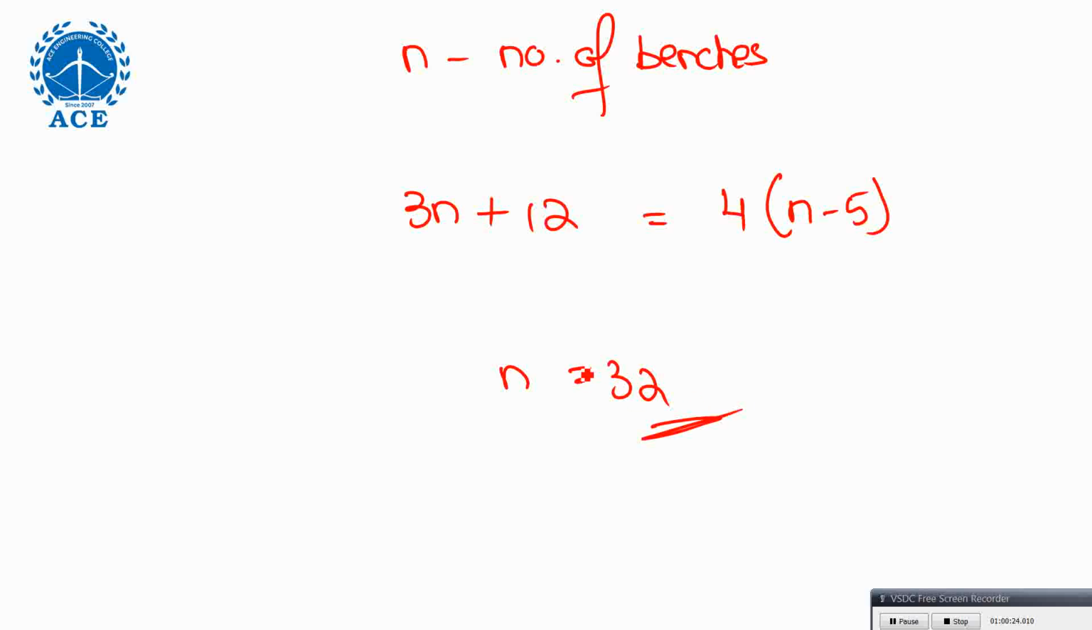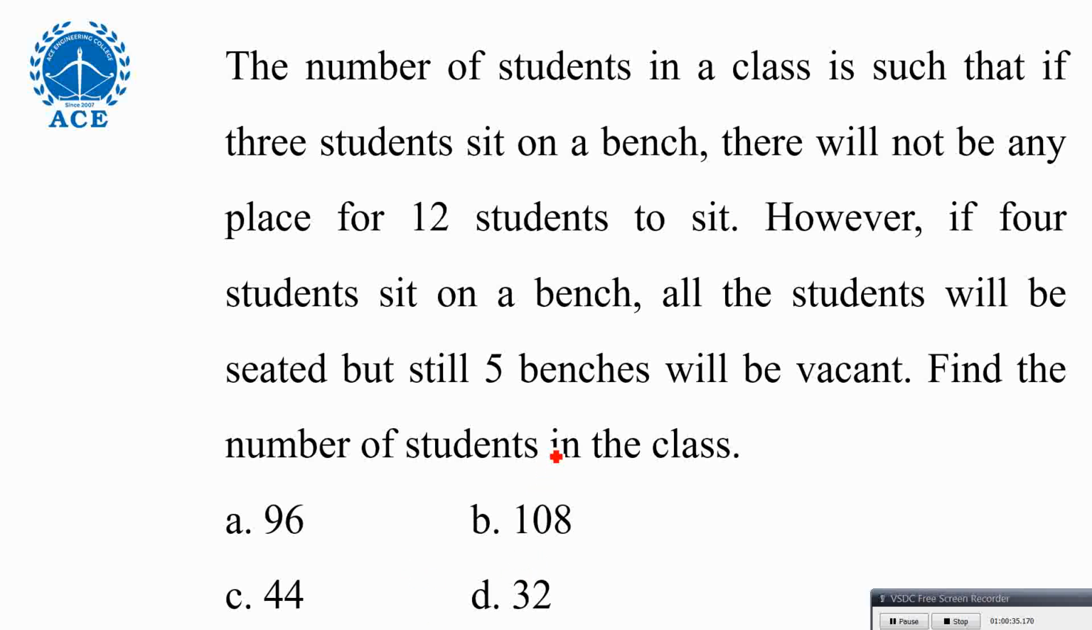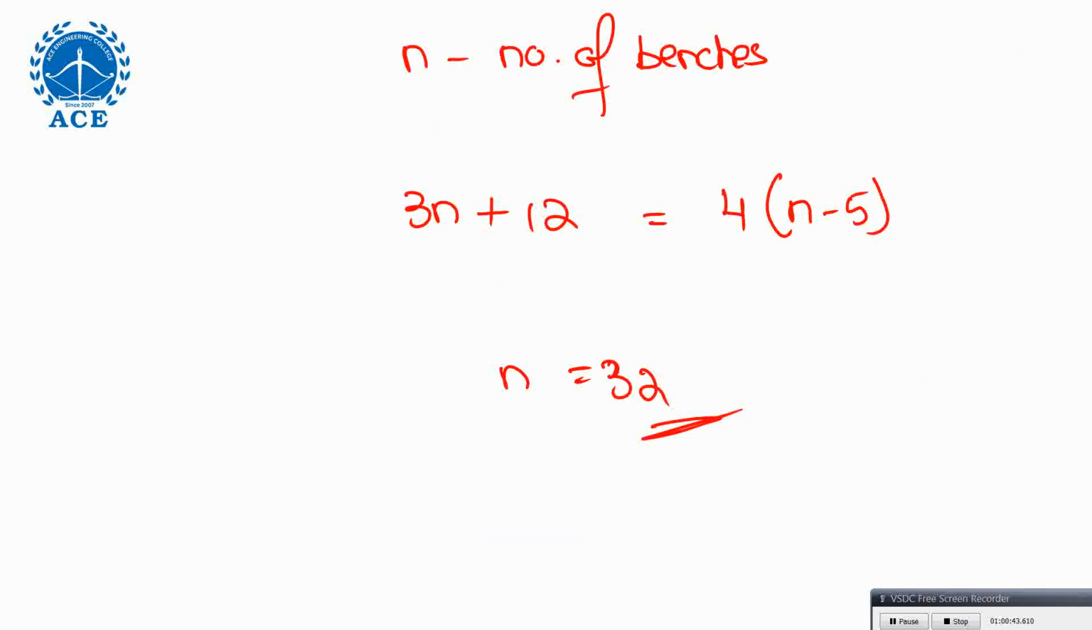Listen, you got 32, this is the issue. Maybe in your position I may be in a hurry, I have 32, I'll mark 32. But the answer is not 32. It is 108. 32 is the number of benches. We clearly mentioned n is the number of benches. But the total number of students is 3n plus 12. 3 into 32, 96 plus 12, 108, or 4 into 27, since 32 minus 5 is 27, 4 into 27, 108. Yes, one of your friends gave that answer.